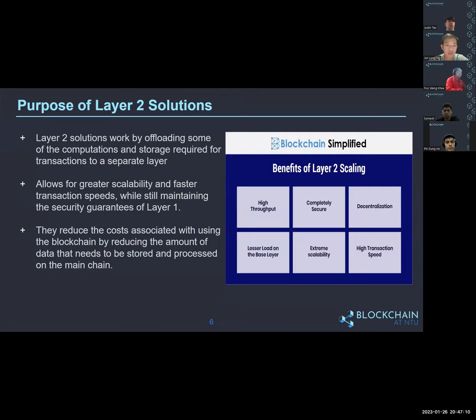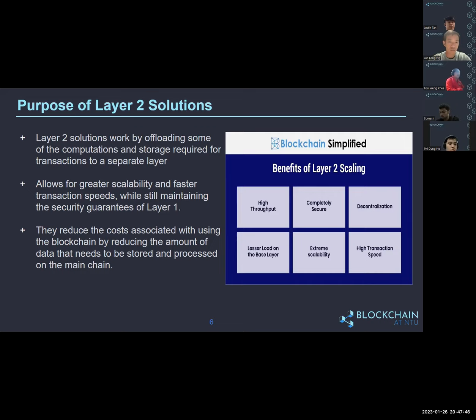So this will make dApps more easily usable, and the overall experience will be more seamless. Next, interoperability is another important benefit of layer 2 solutions. They enable different blockchain networks to communicate with each other and allow for seamless exchange of assets and information. In general, layer 2 solutions will also allow for more decentralized and community-driven decision making, because it allows token holders to vote and have a say in the protocol's upgrades and changes.